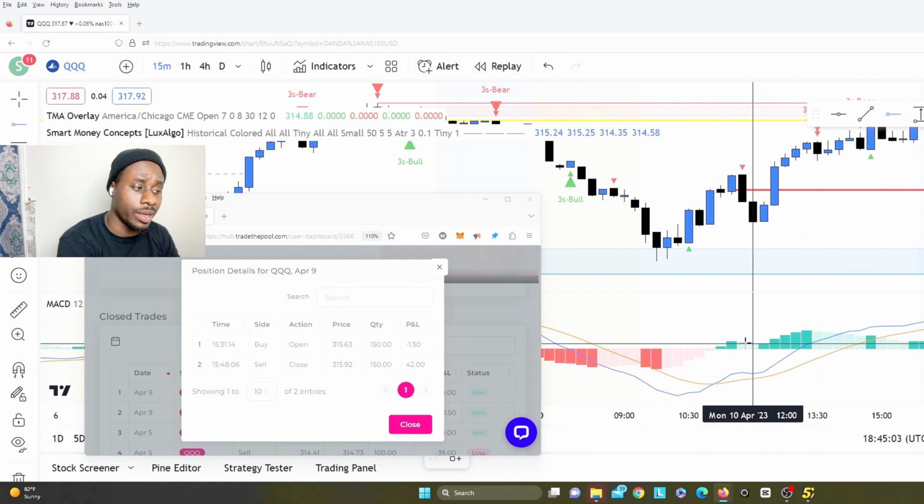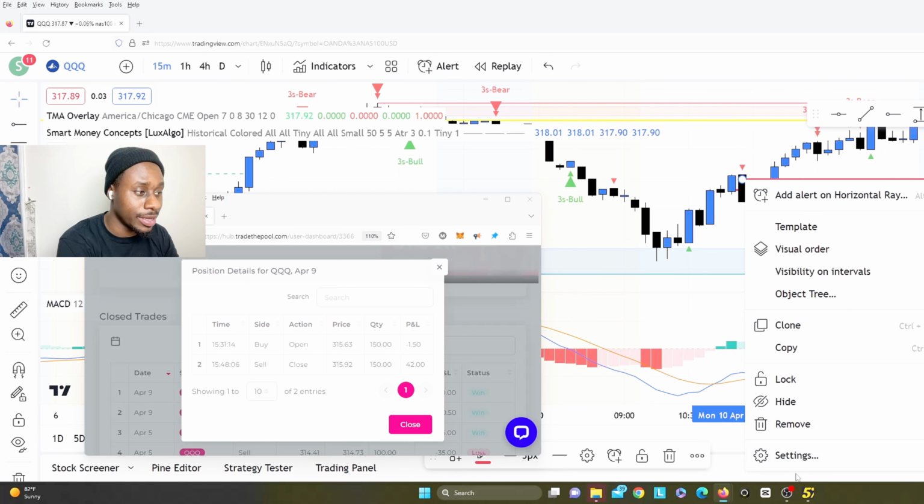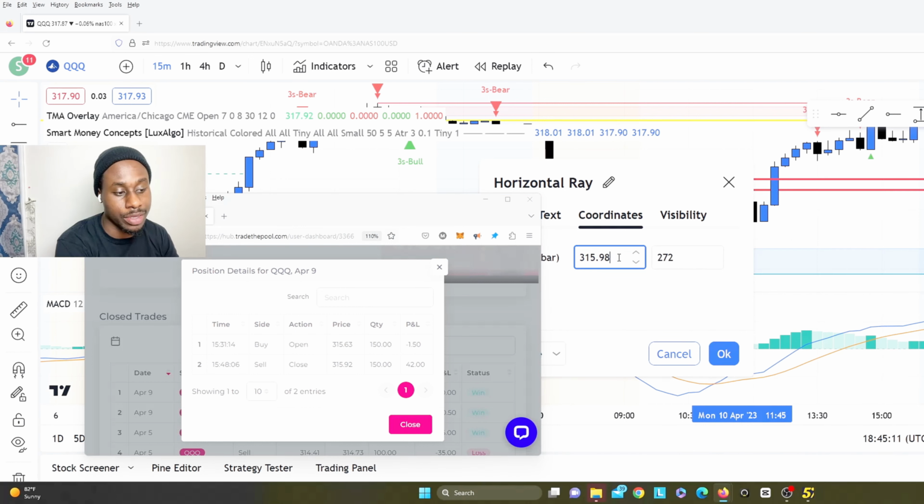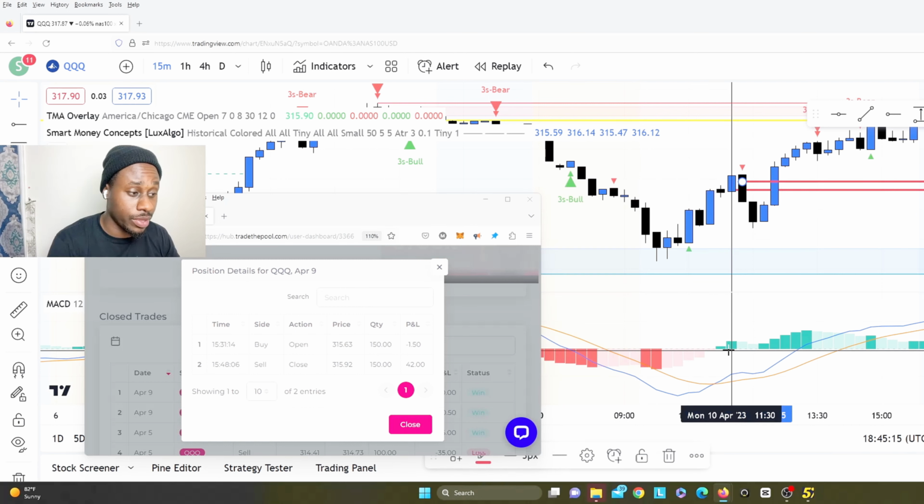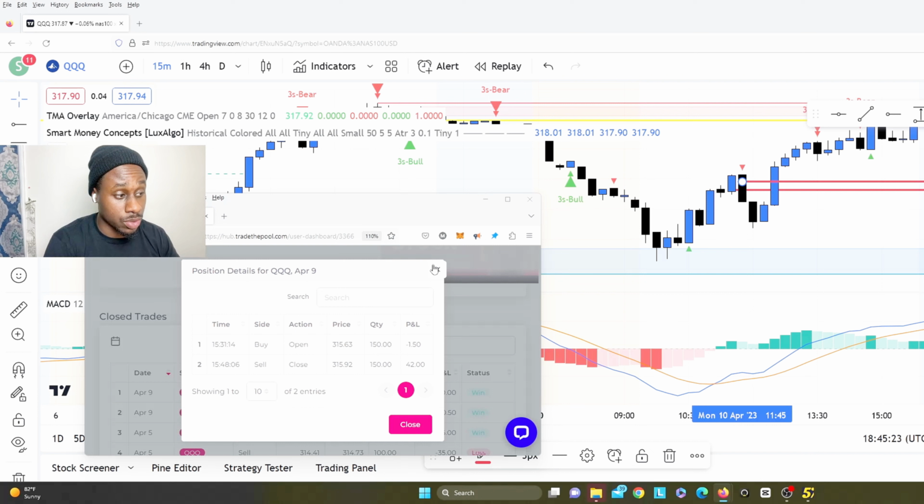When I saw this reversal on the 11:45 candle, that's when I was like, yep, I'm closing this for some profits. I'm just going to be out no matter what. And I closed this at 315.92, closer to the top of this candle, and that netted me a profit of $42 on that trade. So those were the two trades I took on the QQQ today.